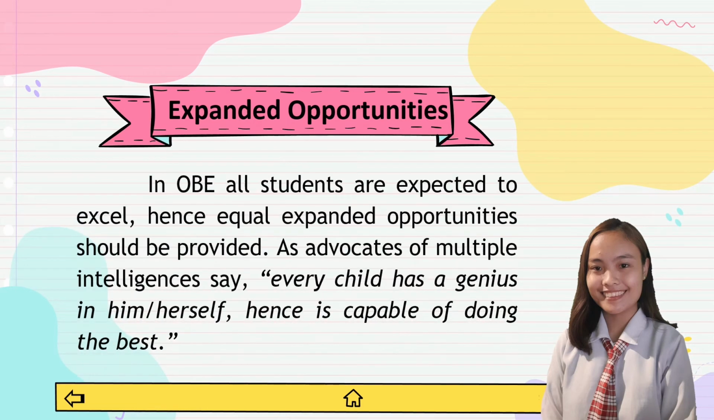In OBE, all students are expected to excel, hence equal expanded opportunities should be provided. As advocates of multiple intelligences say, every child has a genius in him or herself, hence is capable of doing the best. This principle is based on the idea that not all learners can learn the same thing in the same way and in the same time. However, most students can achieve high standards if they are given appropriate opportunities. What really matters is that students learn the things that are important, not that they learn them in a particular way or by some arbitrary point in time.